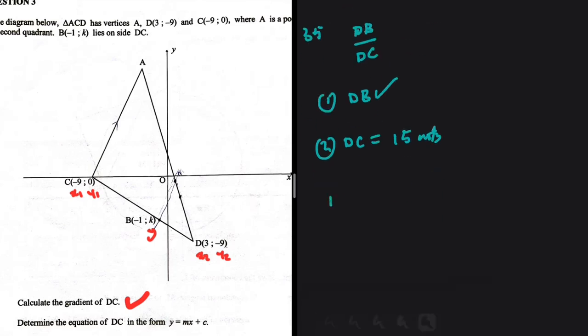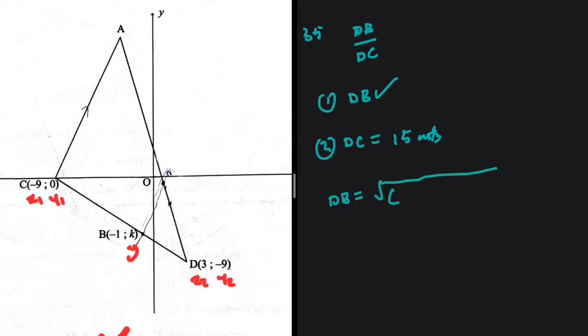So the length of DB will be equal to, let's take D as our second point, y2, so minus 9 minus 6, because k is minus 6. So that is plus 6 squared, plus x2, 3 plus 1 squared. If you put this in your calculator, we have minus 9 plus 6, which gives us 3, and then 3 plus 1 is 4. So we have a triangle here. One side is 3, another is 4. The hypotenuse will be 5. So dB is 5 units.